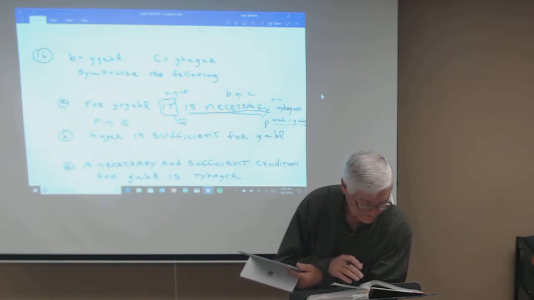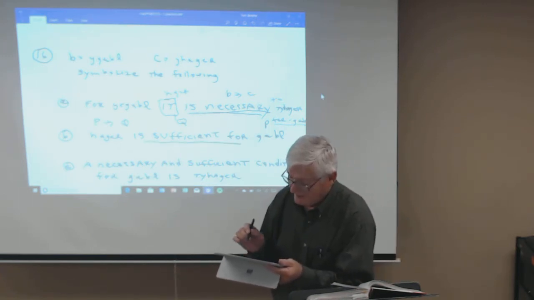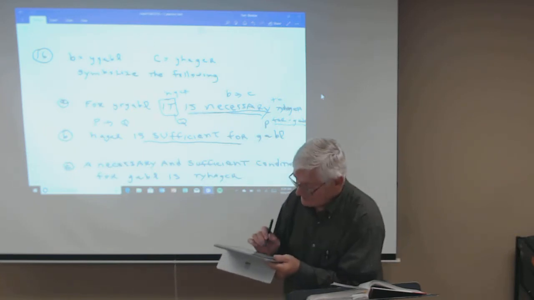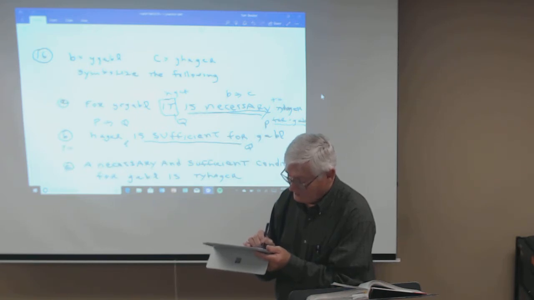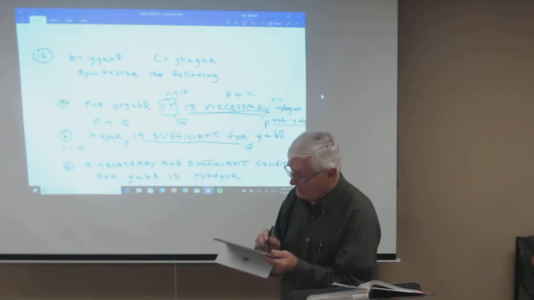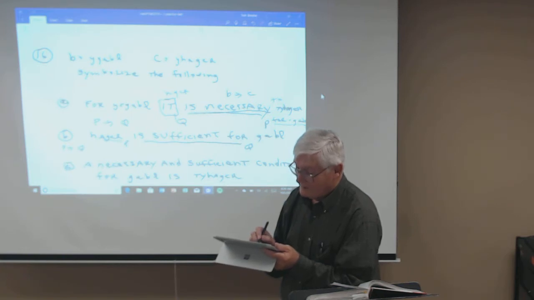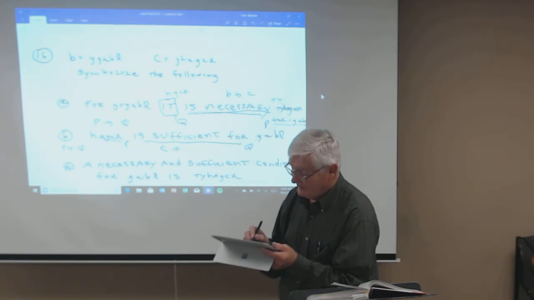You have a good credit rating. Having a good credit rating is sufficient for getting a bank loan. From page 139, what is sufficient? P is sufficient for Q is equivalent to if P, then Q. So P would be having good credit, so this would end up being if C, then B.